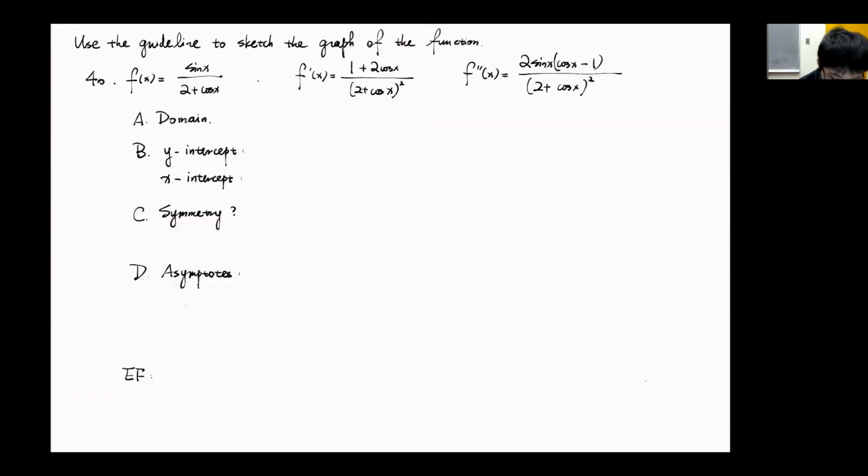Okay, let's look at the next problem where we need to deal with one trigonometric function. So the derivative has been computed, so we could simply use it. Okay, so let's start from its domain.